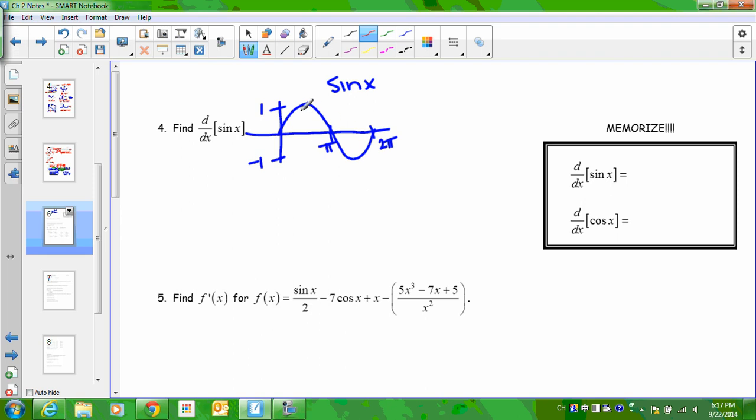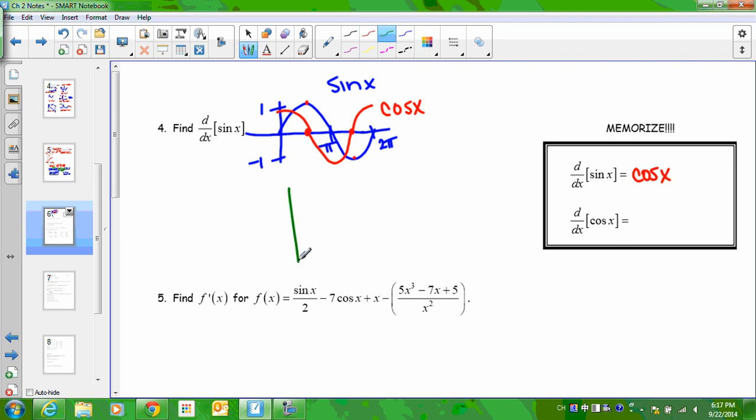Going back to how we did graphing derivatives before, I see a max, that makes a 0. I see a min, that makes a 0. I see a positive slope, so I'm going to draw a graph above. From here to here, I see a negative slope. That means I'm going to go down, come back up, positive slope. What did I just draw? Cosine. The derivative of sine x is cosine x.